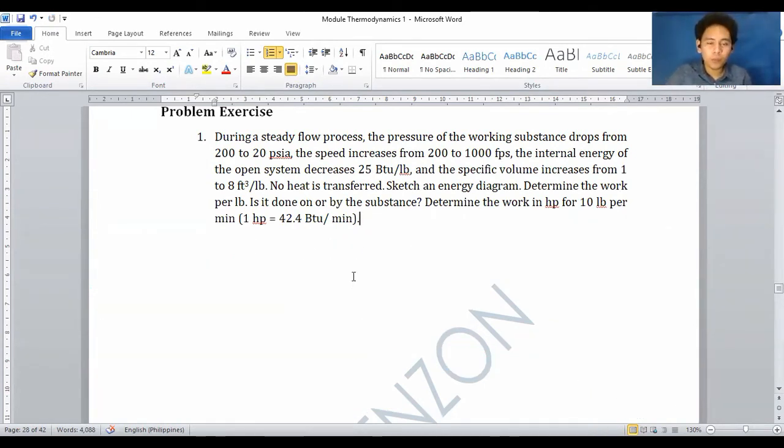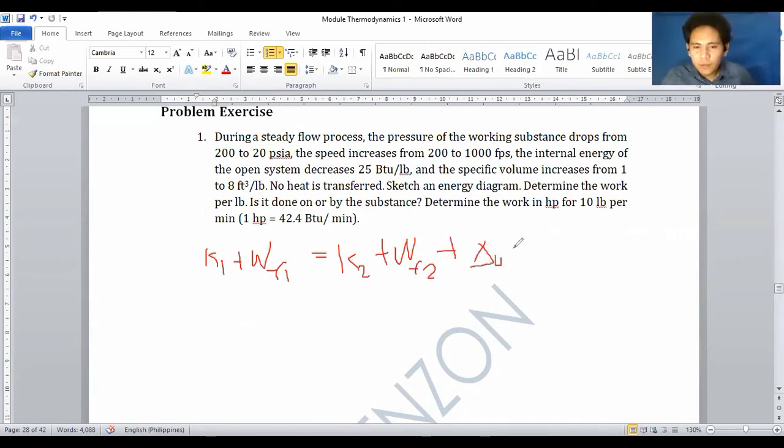Now we already have K1, K2, work flow 1, work flow 2. And we also have your change in internal energy, which is 25. We can now therefore substitute all given values. Our equation is K1 plus work flow 1 equals K2 plus work flow 2 plus delta U, since it is a change in internal energy, so therefore delta U is on the leaving side, and plus your work, which will be the required.